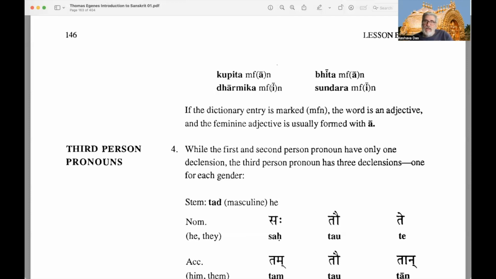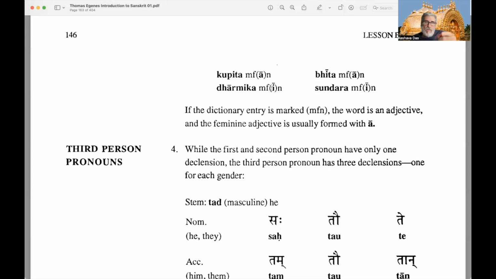So in the dictionary, it's marked with MFN. M means masculine, F means feminine, N means neuter, obviously. As soon as we see MFN next to a word, we know it's an adjective. If we just see M, we know it's a masculine noun. If we see F, it's a feminine noun. If we see N, it's a neuter noun. But if we see MFN, we realize it's not just a noun, it's an adjective. It's not a nominal word, but a particular type of noun. It's an adjectival noun, right?